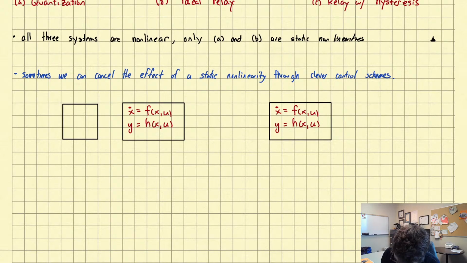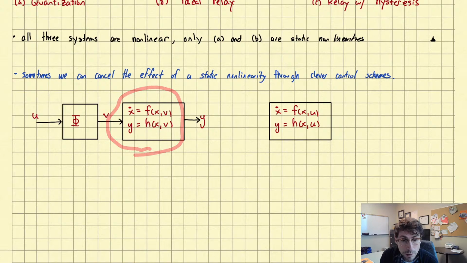Okay, something like this. Call this phi. And it shows up at the input. So actually I need to change my notation here. The input is U, the thing coming out of that block is V, and so this should be V here. And then Y, right? So this is a plant, a dynamical model in state space form with one of these static nonlinearities at the input, okay?